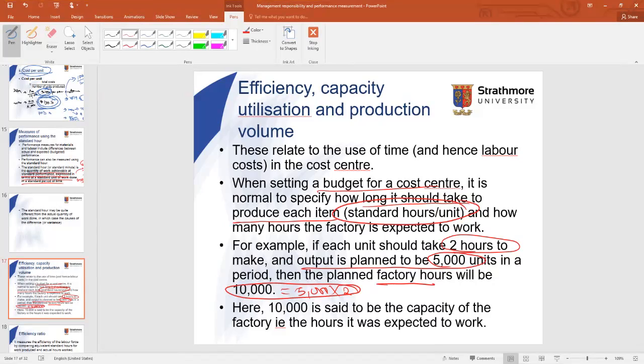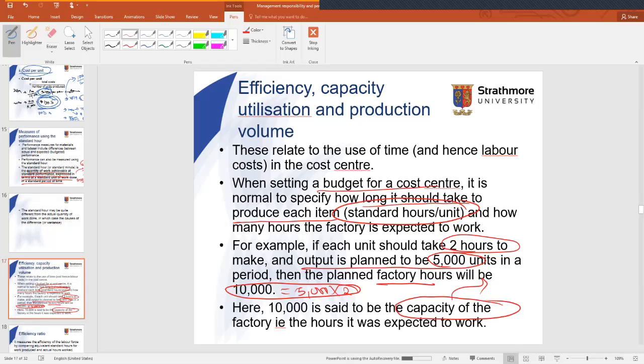You're trying to say that the 10,000 hours for that time period becomes the capacity of the factory. Comparing the planned number of hours that the units we are expecting ought to have taken is called the capacity of that particular factory.